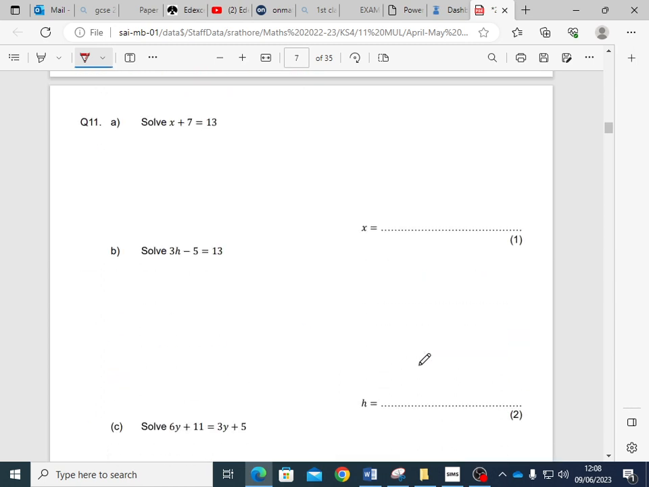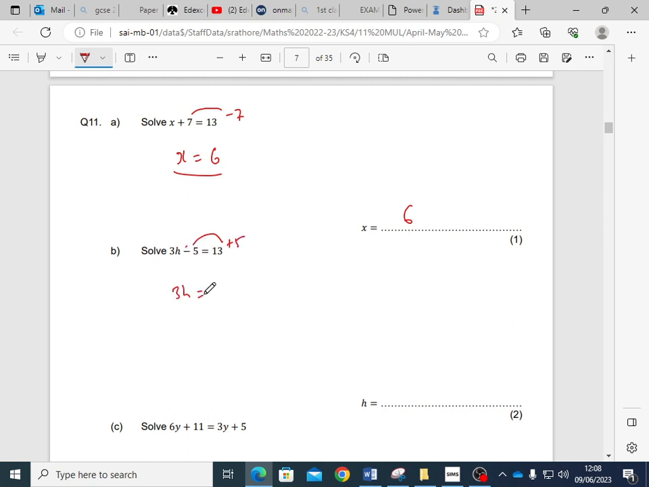Okay, let's move on to the next one. These are very straightforward. There should be no issues here. Just take, that's a plus 7, take it to the side, becomes a minus 7, x equals 6. Okay, take that to the other side, so just write 6 clearly there. Take that to the side, minus 5, opposite of minus 5 is plus 5.